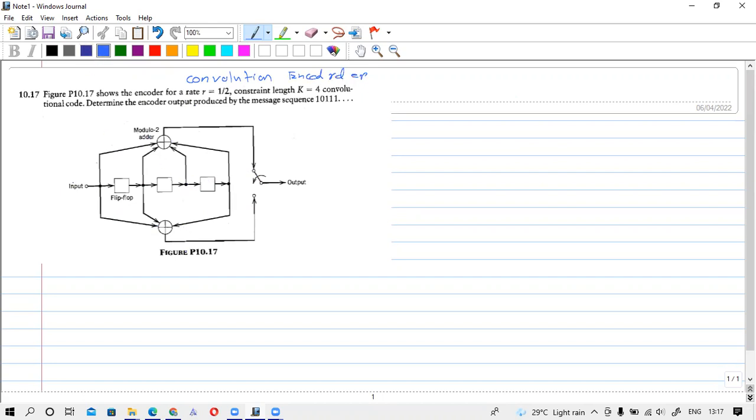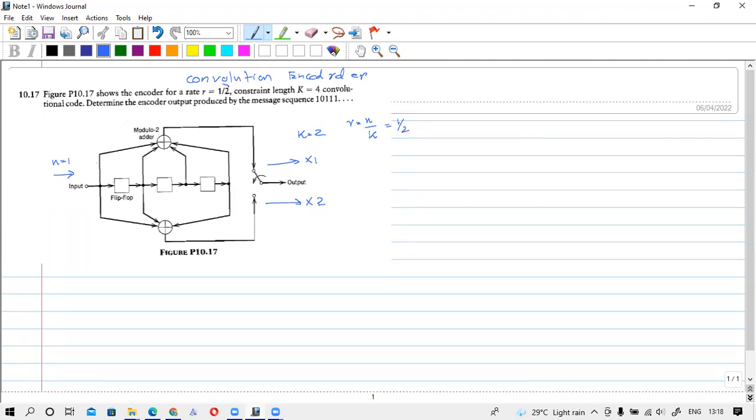You can see here we have one input, so n is equal to one, and we have two outputs. Let's say this is the first output and this is the second output, okay? So simple, k is equal to two. Then if we calculate the rate, it is number of input divided by number of output, so that is equal to half, okay?